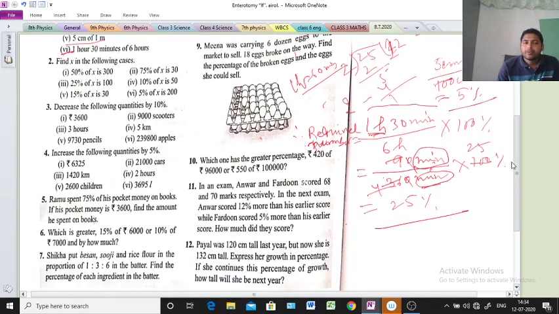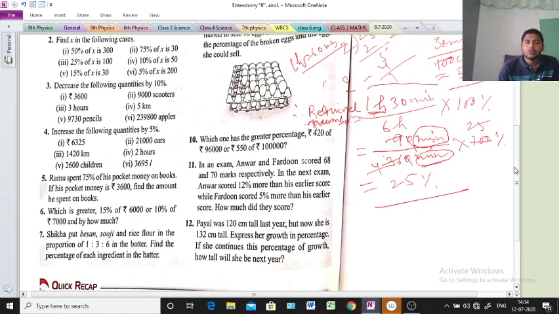Now question number 2. Question number 2 is telling, find x in the following cases. So what is the given data? See, the first part is telling 50% of x is 300. We have to find x, where 50% of x is 300. According to the question, it is a very easy problem. What to do?